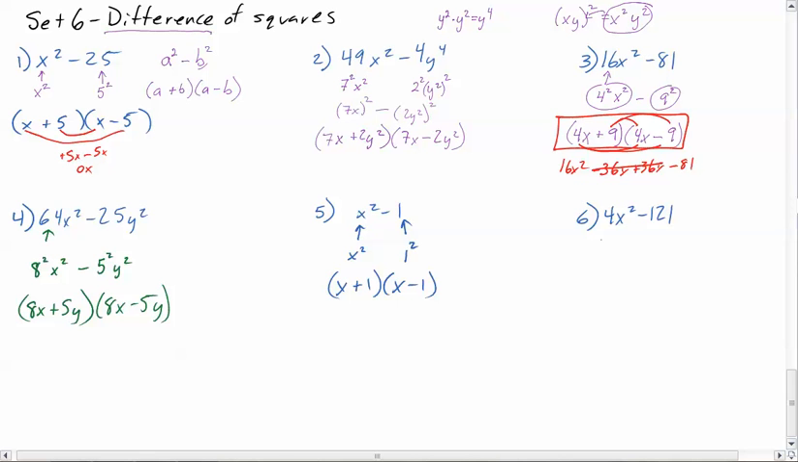All right, last one. 4 is 2 squared, and then, of course, the x squared. And then 121 is 11 squared. Now, if you didn't know that, you should recognize that this first thing is something squared, and so you should try to figure out what squared equals 121. So definitely has to be higher than 10, because 10 times 10 is 100. So then we would try 11 times 11. 11 times 11 is 121. So we can go 2x plus 11 and 2x minus 11.